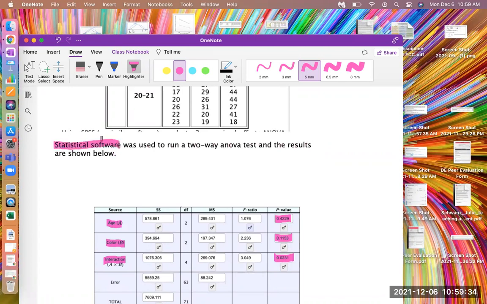If you didn't know what statistical software is, like, who cares? What would be important to know is what a two-way ANOVA test is, right? You know what that is. And then, oh, I'm sorry. I did it in pink. I apologize. These are the important information right here. So these are all in yellow.